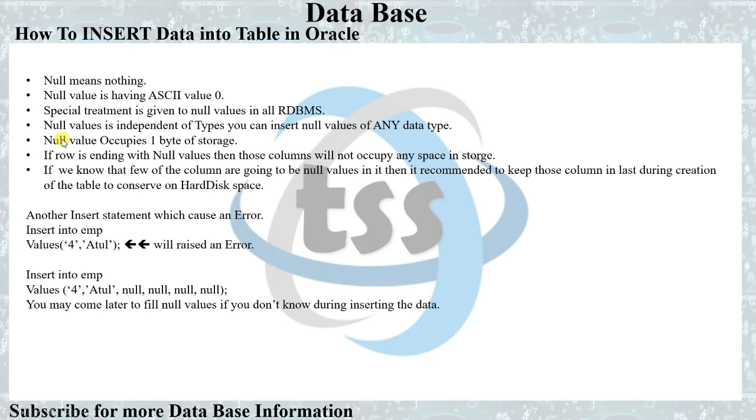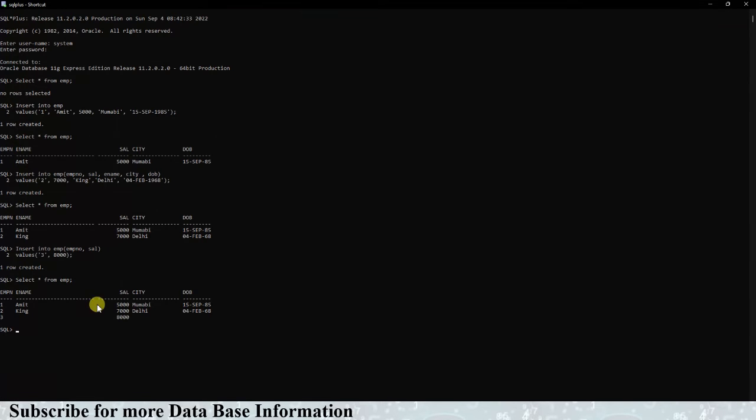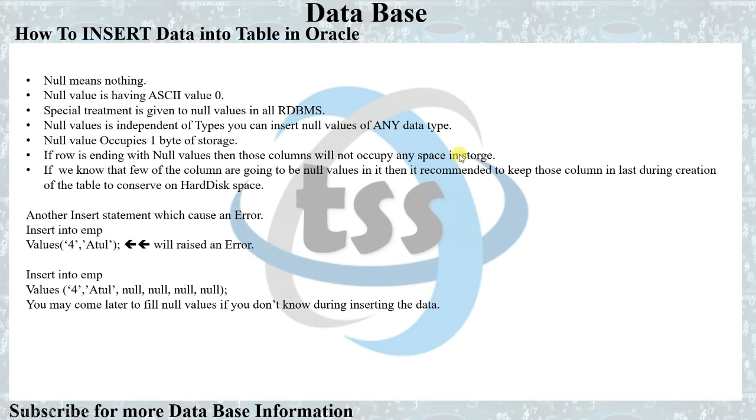A null value occupies only 1 byte of storage. If a row ends with null values, then those columns will not occupy any space in storage. Say for example, this is the row where only EMP number is specified and all the rest of the columns do not have any values, meaning they are null values. If we know that a few of the columns are going to be null, then it is recommended to keep those columns last during the creation of the table to conserve hard disk space.